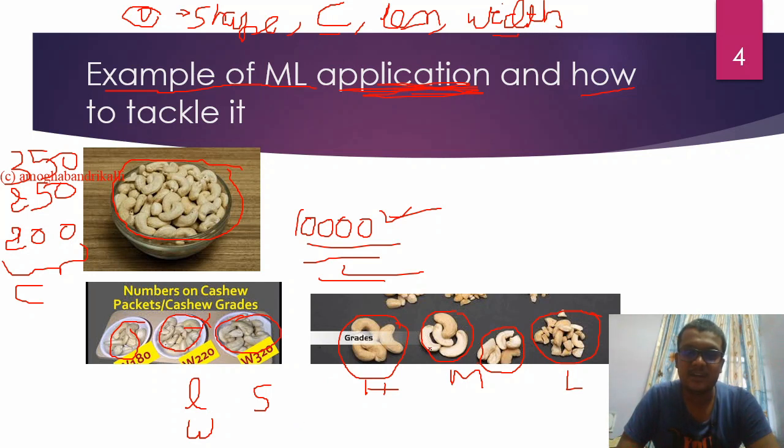So after training, if you are giving any newer cashew like this, it is going to make a grading of whether it is high, medium or low. So this is after training. For training you have collected 3500 images of each grade and provided them to the machine.